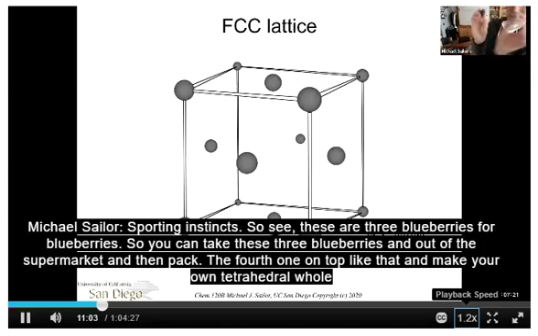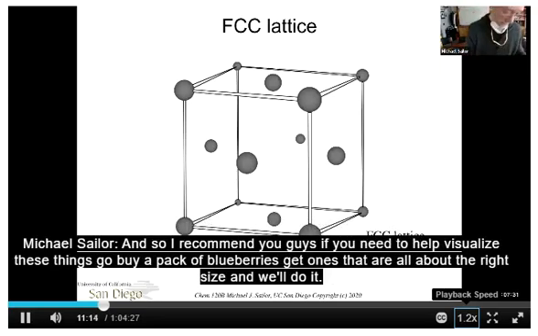So see, these are 4 blueberries. So you can take these 3 blueberries out of the supermarket and then pack a 4th one on top like that and make your own tetrahedral hole. And so I recommend, if you need to help visualize these things, go buy a pack of blueberries, get ones that are all about the right size, and you'll do it.